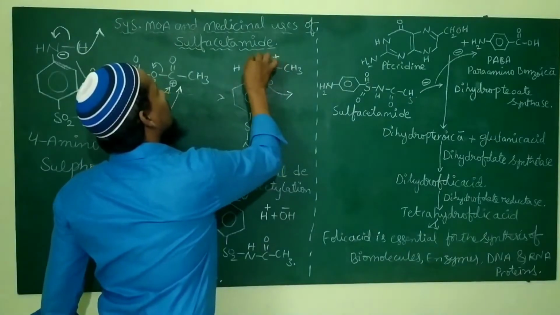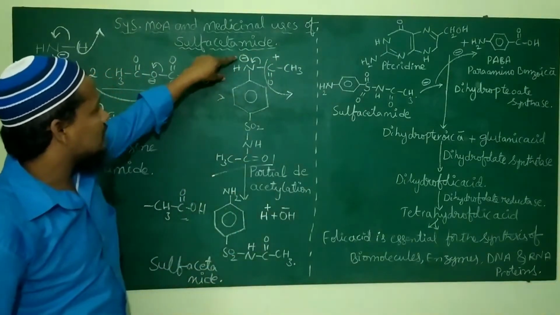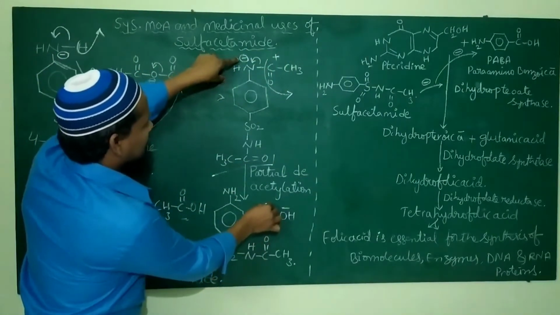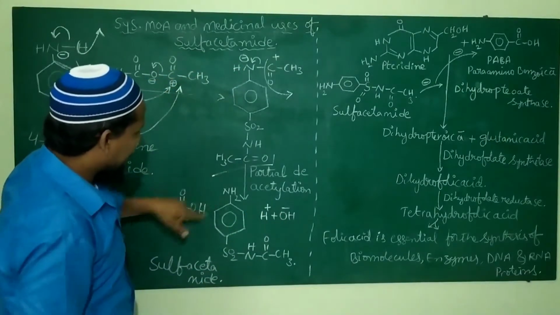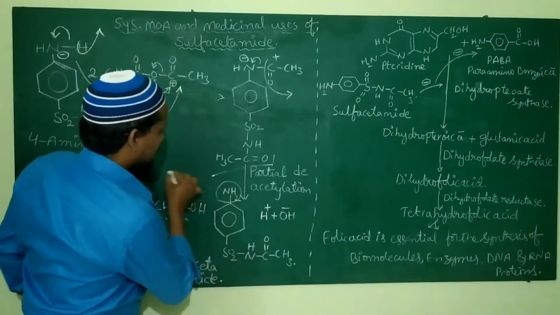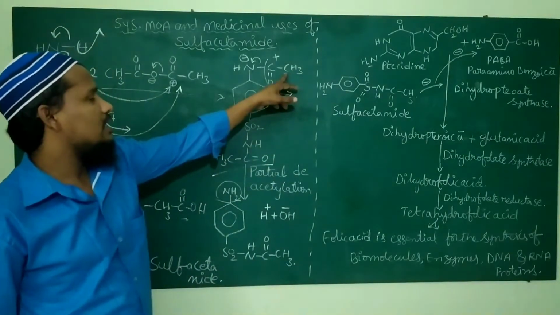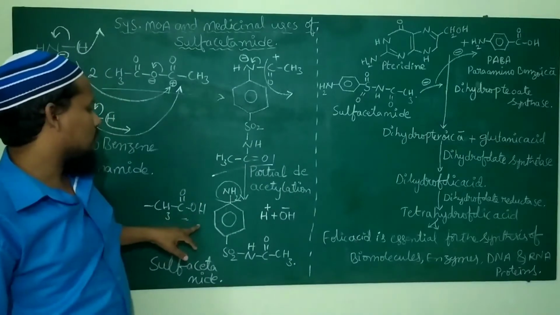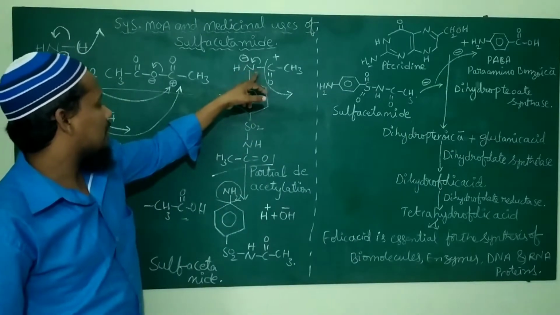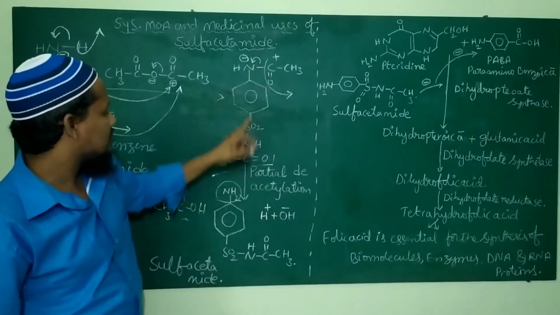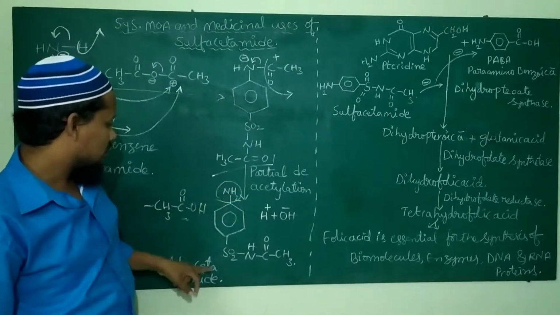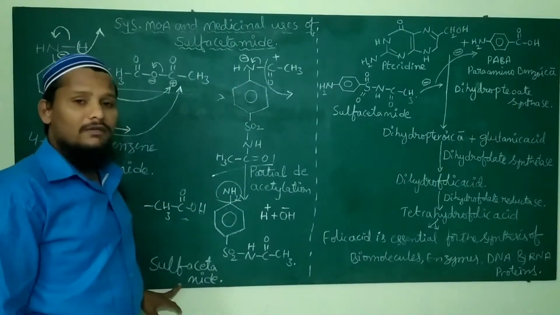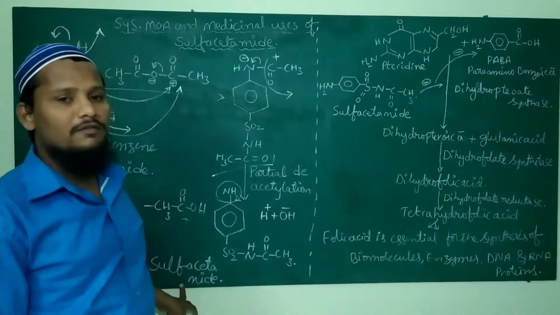Now to this negatively charged molecule, H plus gets attached. Now this NH becomes NH2. Okay, so to this acetyl group CH3CO, the OH group is attached, and it becomes CH3COOH, and to this NH minus, H plus gets attached and it becomes NH2. Now this is our molecule, sulfacetamide. Okay, this is the final product.